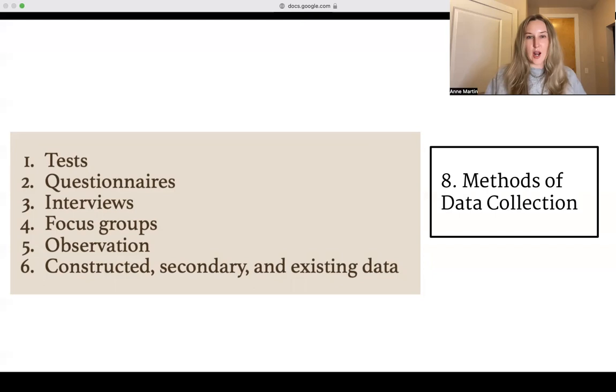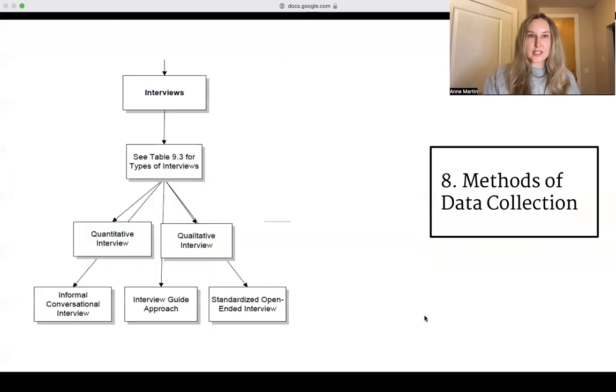Same thing with interviews and observations. So interviews are when the researchers have open-ended conversations, or it could be a quantitative interview. And so there is more, and this is where that interrater reliability will come in. There's more procedures in terms of how the data is categorized when the person responds. Focus groups, a group of people, observation, and then existing data.